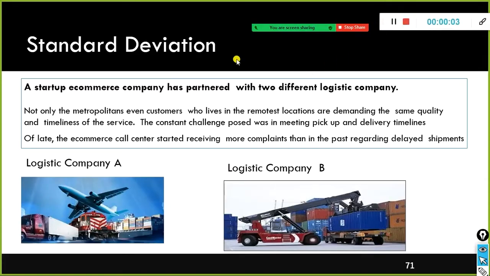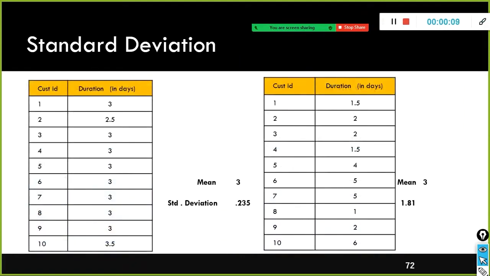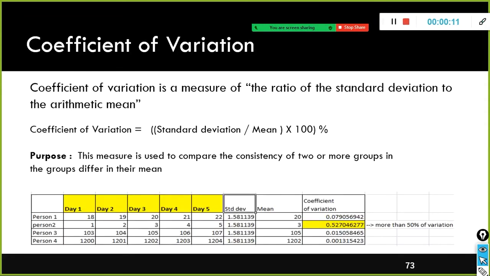So we'll continue with other measures of dispersion in today's session. We discussed the range and standard deviation. So far, using standard deviation, we can compare more than one data set. Within a single data set also, we can compare how far each value is away from the mean.